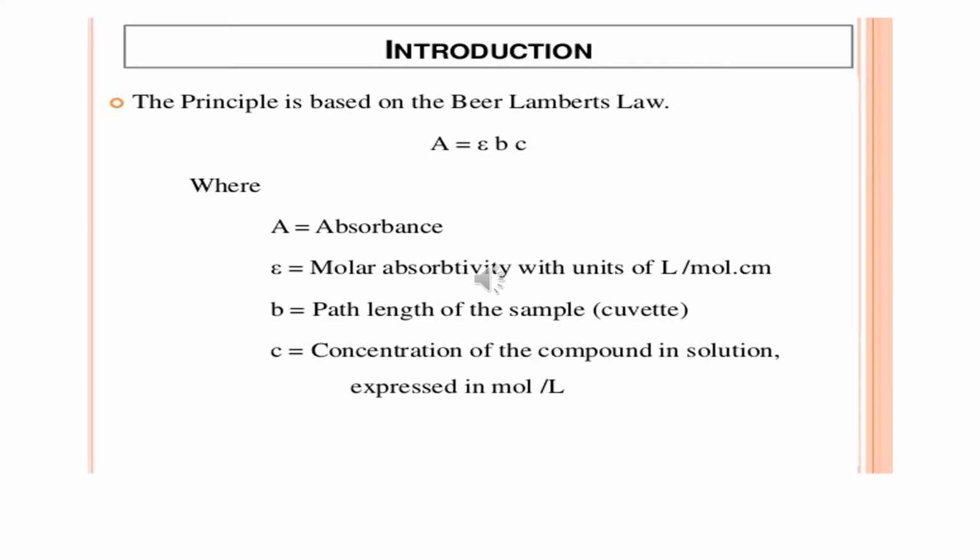The principle is based on the Beer-Lambert law. Capital A is equal to epsilon into b into c, where capital A is absorbance, small epsilon is molar absorptivity with unit, small b is path length of sample cell, small c is concentration of the solution expressed in mole per liter.